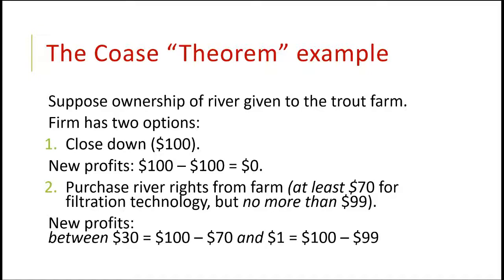So we can see here, Coase's solution to this problem is, as long as you define the property rights and allow people to engage in free trade over those property rights, you'll end up with an optimal outcome. It doesn't matter who is initially allocated the rights.